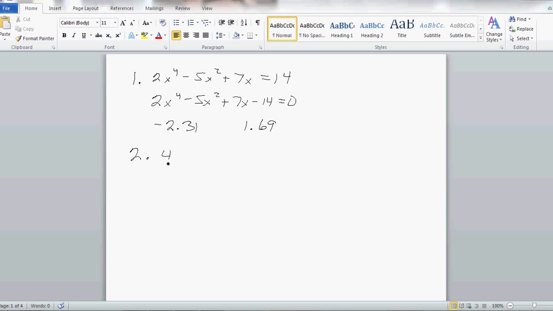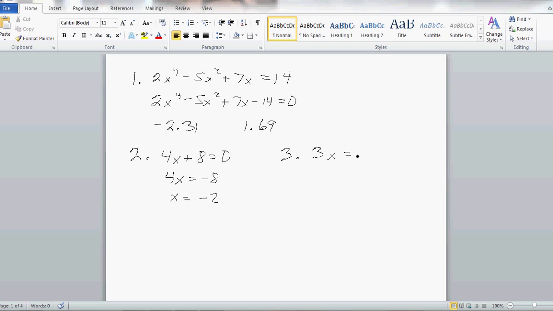So we get 4x plus 8 equals 0. This is linear, so that simply means solve for x. Get x all by itself. So subtract 8 from both sides, and then divide both sides by 4. We get that.